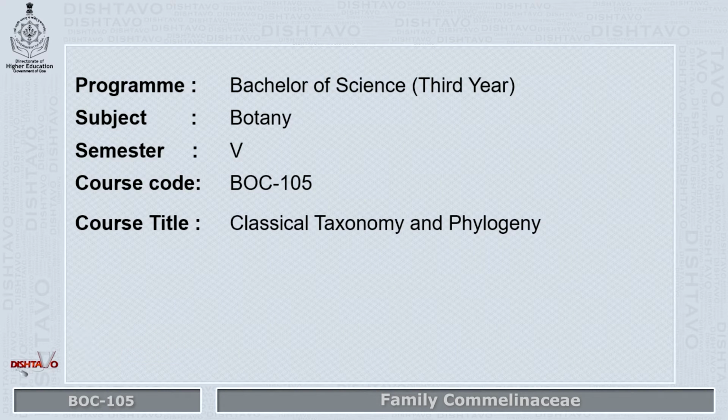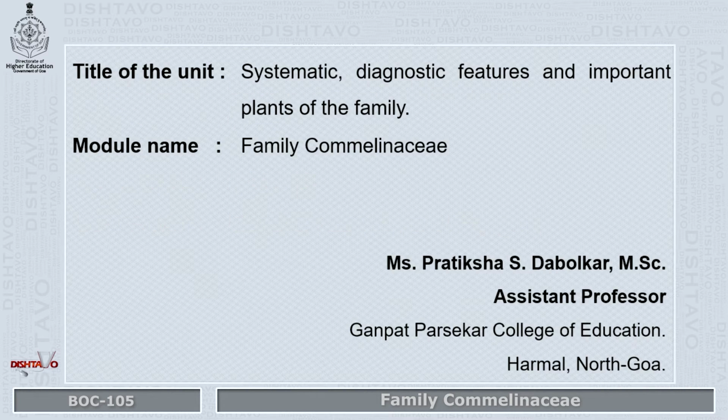Program Bachelor of Science 3rd year, Subject Botany, Semester 5, Course Code BOC 105, Course Title Classical Taxonomy and Phylogeny. Title of the unit: Systematic Diagnostic Features and Important Plants of the Family. Module name: Family Commelinaceae.